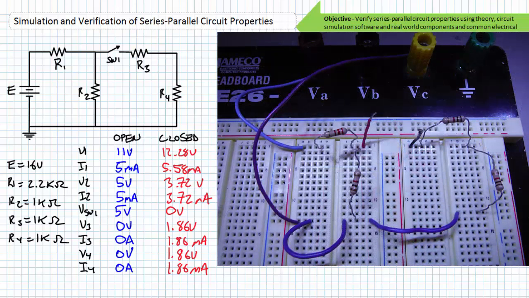We'll start by physically assembling the circuit on the proto board in a fashion almost identical to the schematic. Notice I've replaced switch 1 with 2 wires. If I wanted to close switch 1, I'd have to replace this with a single wire connecting these 2 nodes.